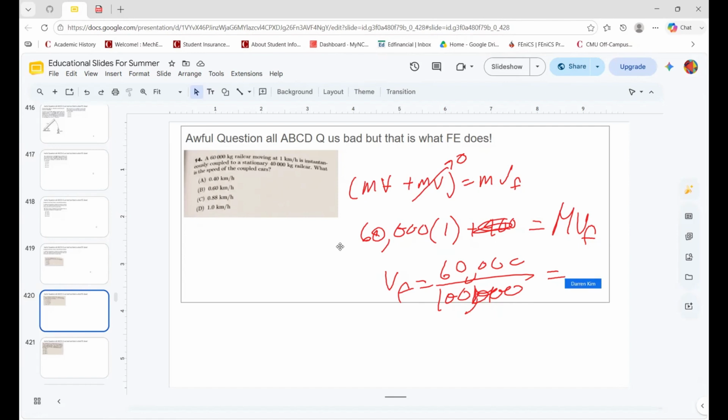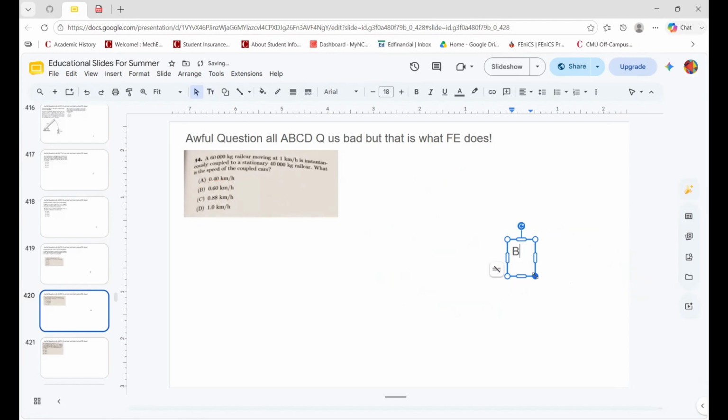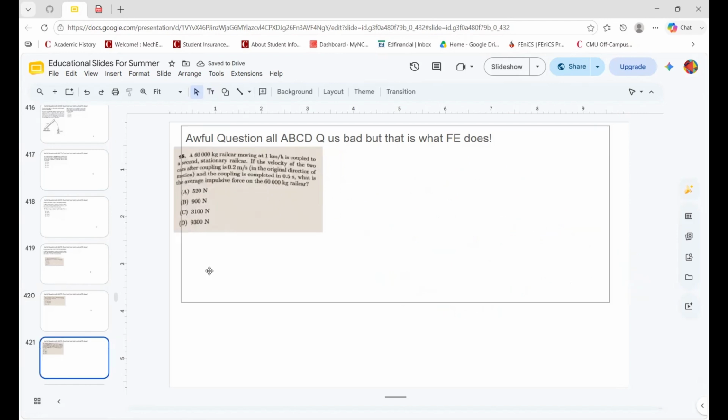So I have 60 divided by 100, so I get 0.6 km per hour. That's why I kept it in kilometers per hour, because the answer is in that form. That's why I didn't do any conversion. Oh, that's why it's a two-part question. I was wondering what they were doing.